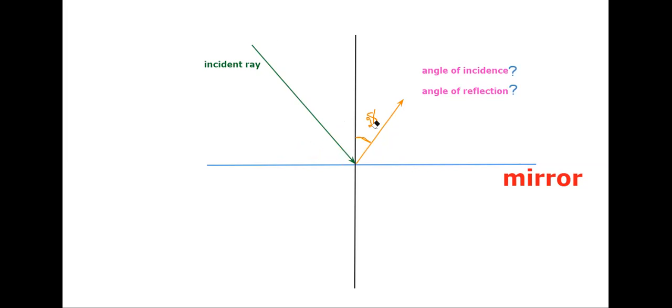Miss? Yes. How did you know that? Miss Fatin. This is equal to 30. This is the angle of incidence, and this is the angle of reflection.